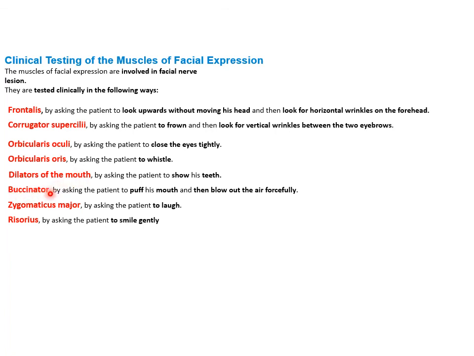To test the buccinator muscle, we ask the patient to puff his mouth and then blow out the air forcefully. If he can do this, then the buccinator muscle is intact. To test the zygomaticus major muscle, we ask the patient to laugh. And then the risorius muscle. To test the risorius muscle, we ask the patient to smile gently. If he can smile gently, it means that his risorius muscle is intact, and if he can laugh, it means that the zygomaticus major muscle is also intact.